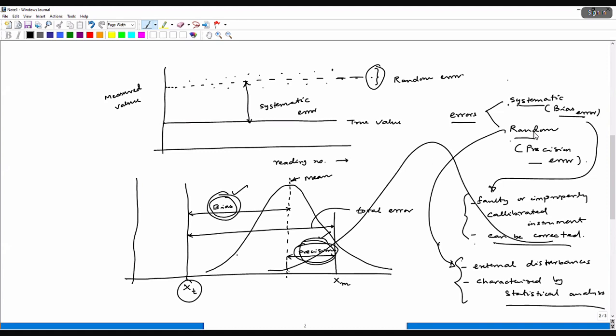In the second case, it is highly precise, right? That means it may be something like that. It is precise, but it is very far from the true value. And the third one would come something like this. It is precise, and also it is accurate. Thank you so much, sir.